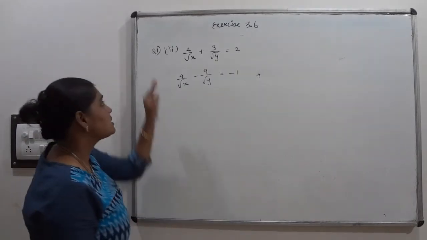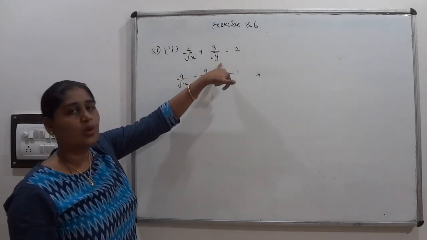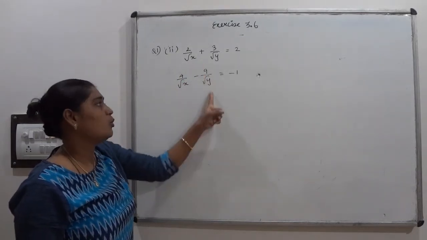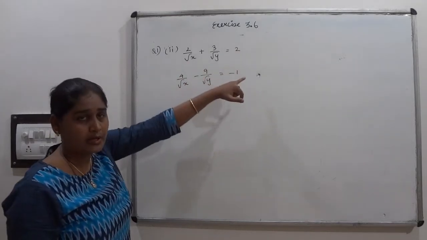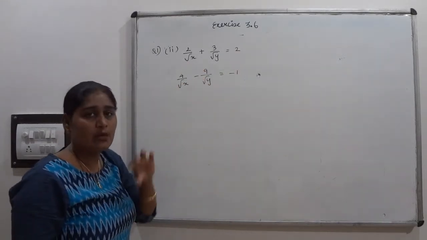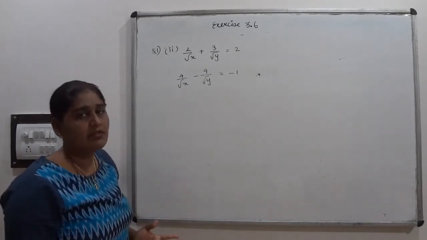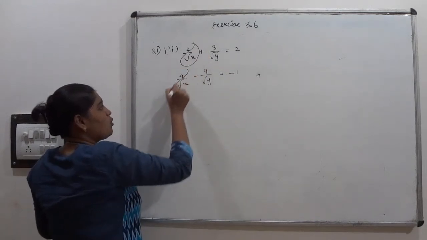Question number 1, second part. 2 upon root x plus 3 upon root y equal to 2. 4 by root x minus 9 by root y equal to minus 1. In the same way, the variables are in the denominator. So I want to reduce these equations into linear equations first of all. Then by any one method we can get the answer. So I am taking both the equations. What is there?